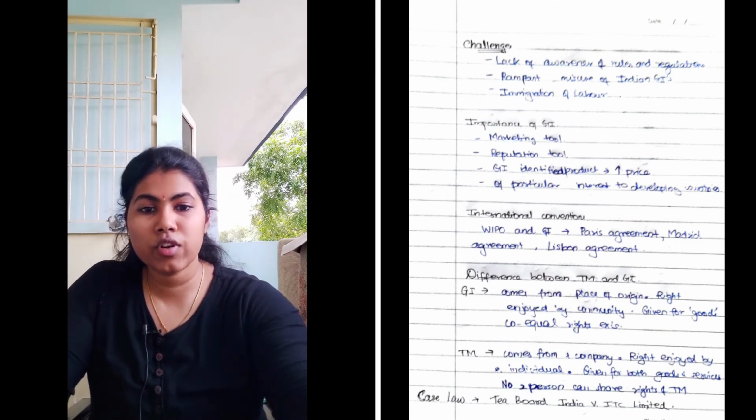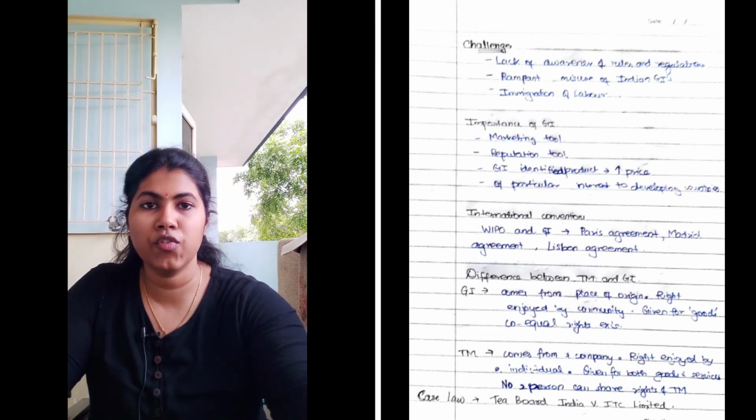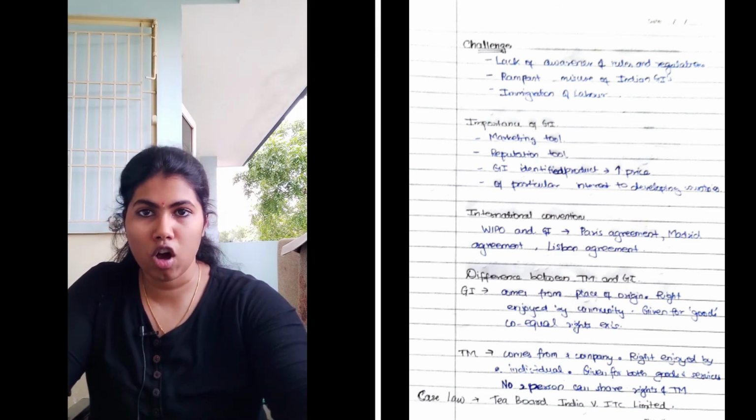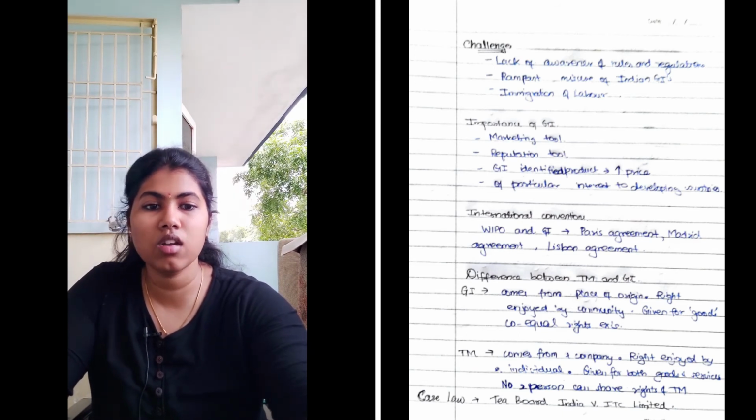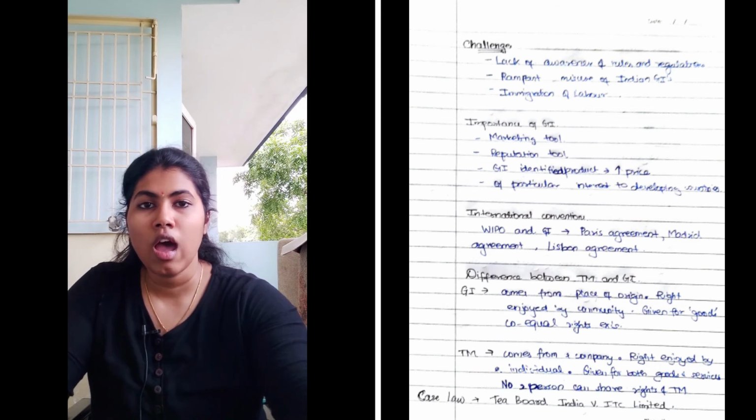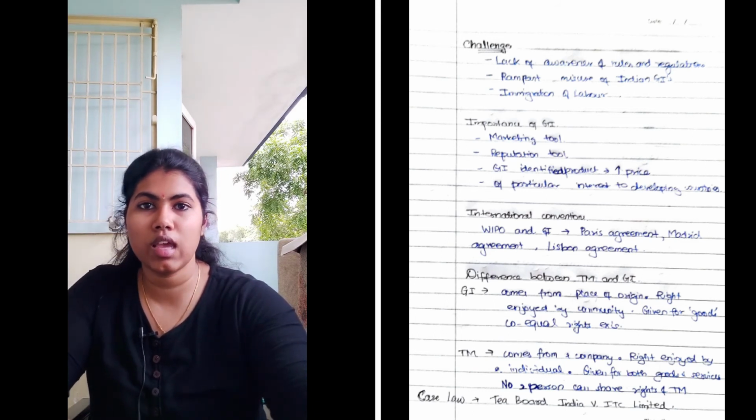So what is the difference between a trademark and a geographical indication type of intellectual property? Well, geographical indication arises from a place of origin. The right is enjoyed by a community, and it is given only for goods, and only in some countries is it given for services also. And there are co-equal rights.